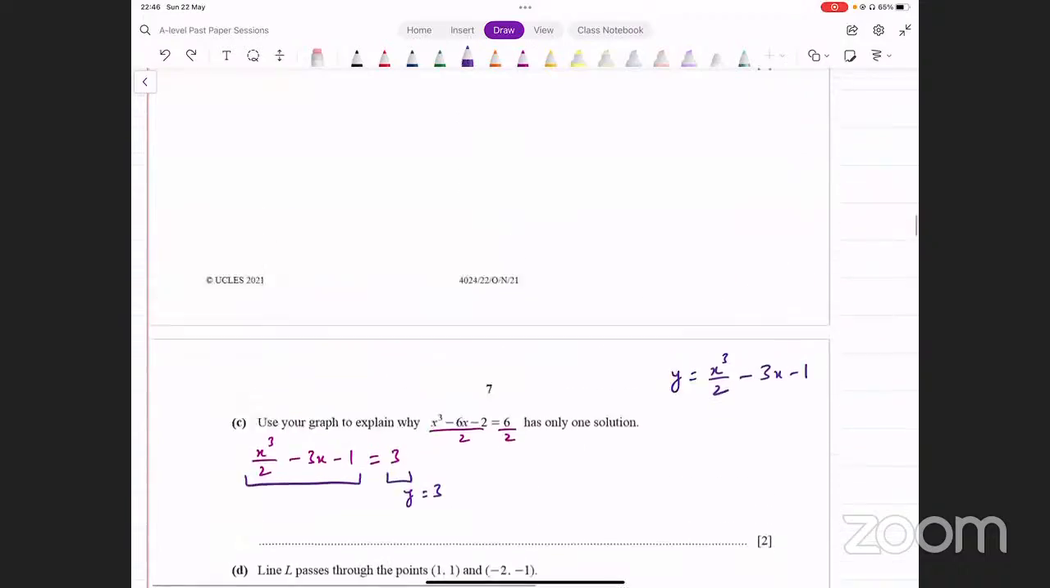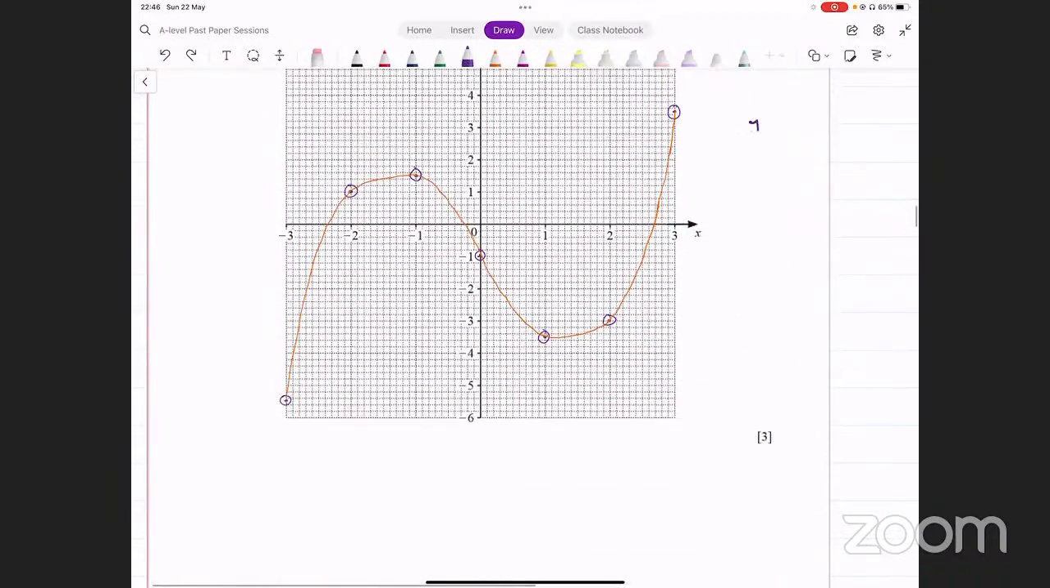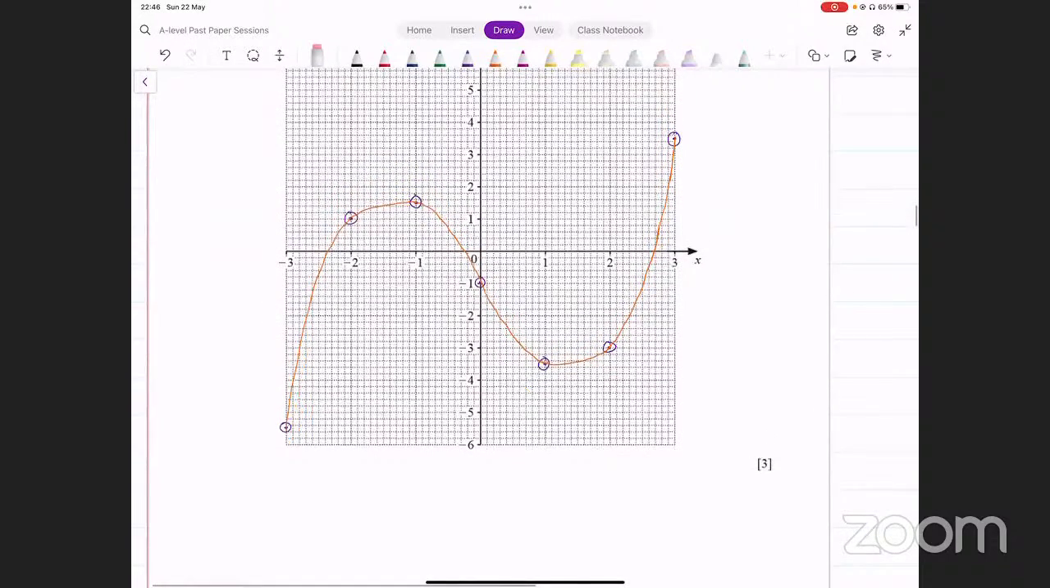Remember, lines like y equals something are horizontal lines. So on y equals 3 we will draw a horizontal line like this. Again, you should be using a ruler for this. It's going to look something like this. That's your y equals 3 line. You see it only intersects the graph at one point, and that's this point here.